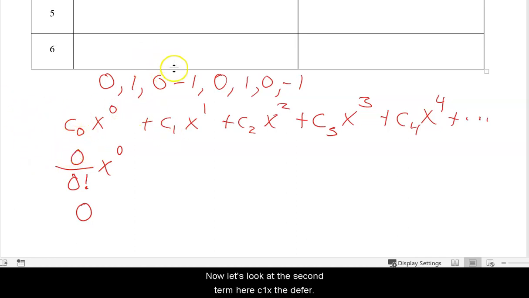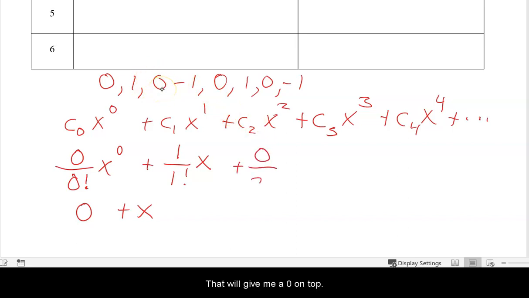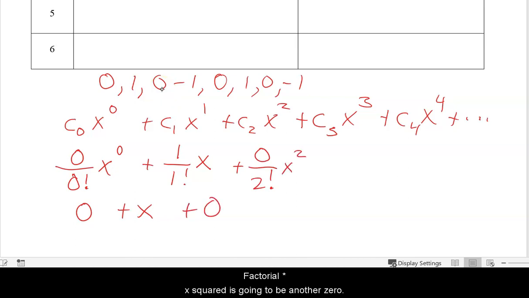Now let's look at the second term here, c1 x to the first. The first derivative at the center had value 1. We divide by 1 factorial times x, which gives us a plus x. The second derivative at the center was also 0. That's that 0 right there. That will give me a 0 on top. 2 factorial times x squared is going to be another 0.